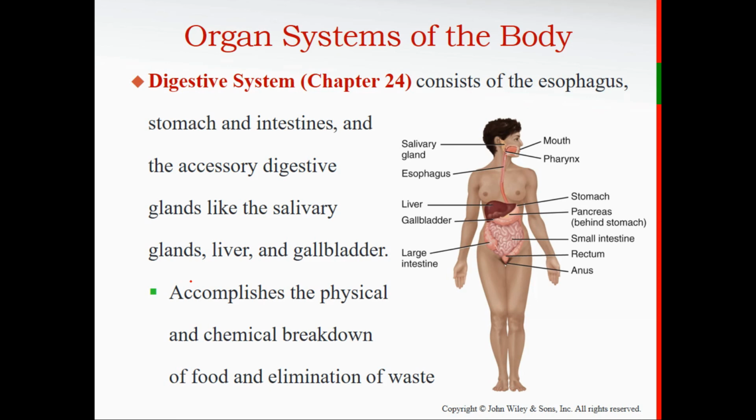So the digestive system consists of the esophagus, stomach, intestines, and accessory digestive glands, such as the saliva glands. And then the other organs, which would be the gallbladder, the pancreas, and the liver, also aid in digestion.